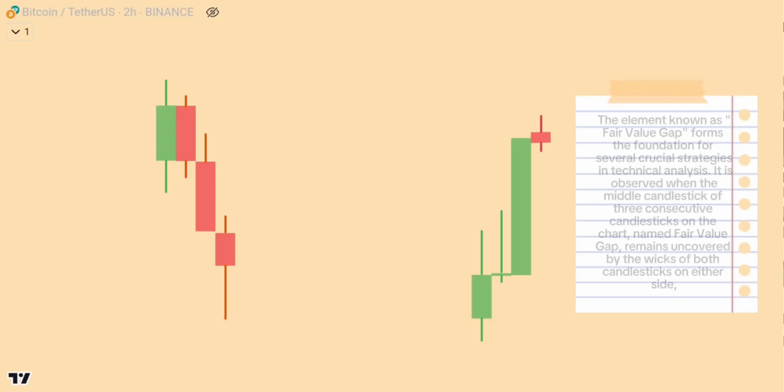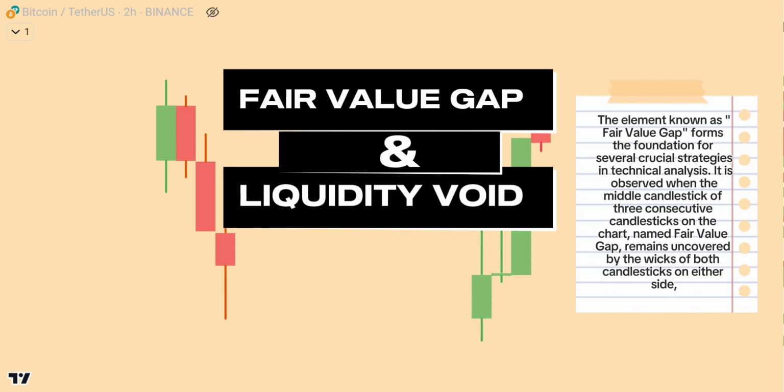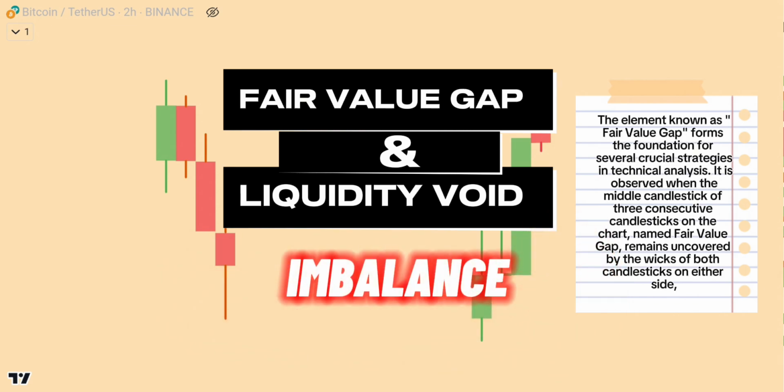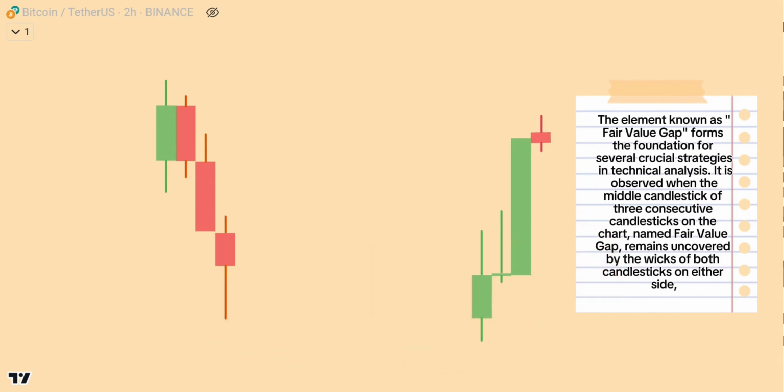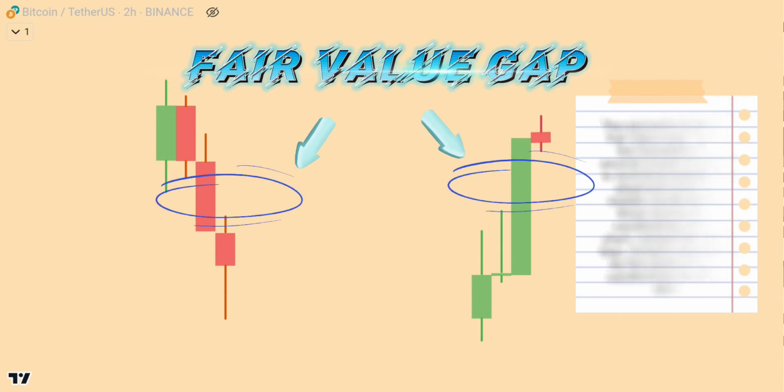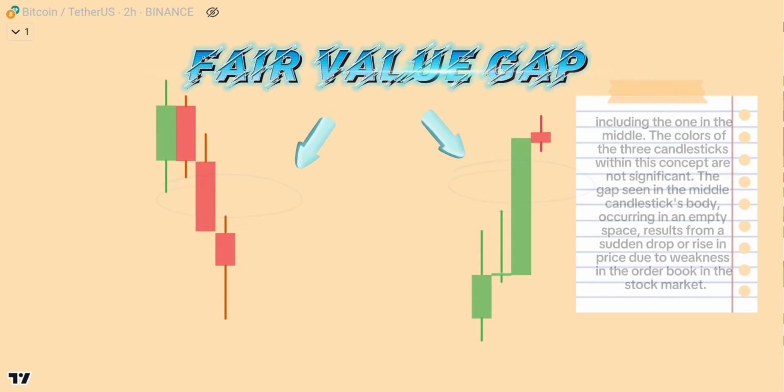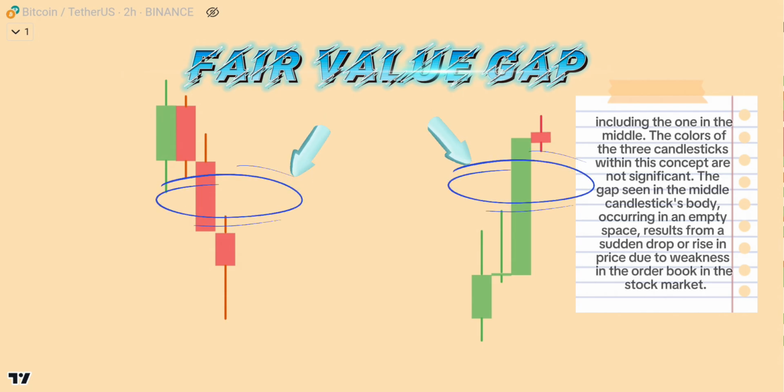The element known as fair value gap forms the foundation for several crucial strategies in technical analysis. It is observed when the middle candlestick of 3 consecutive candlesticks on the chart, named fair value gap, remains uncovered by the wicks of both candlesticks on either side, including the one in the middle. The colors of the 3 candlesticks within this concept are not significant.